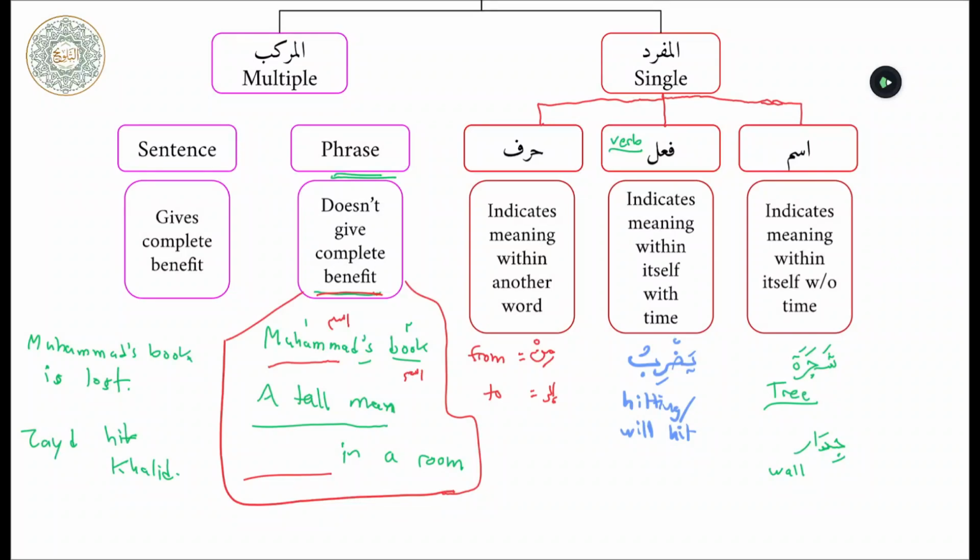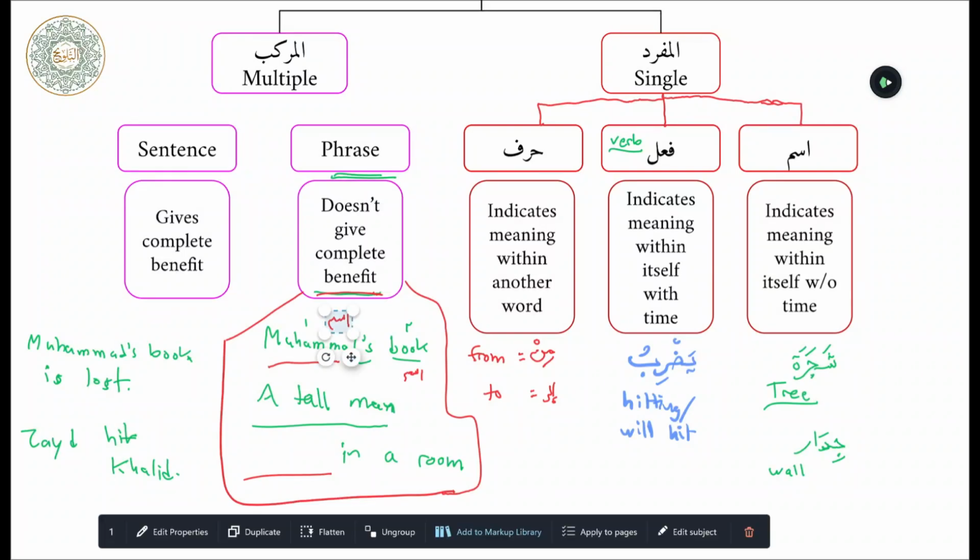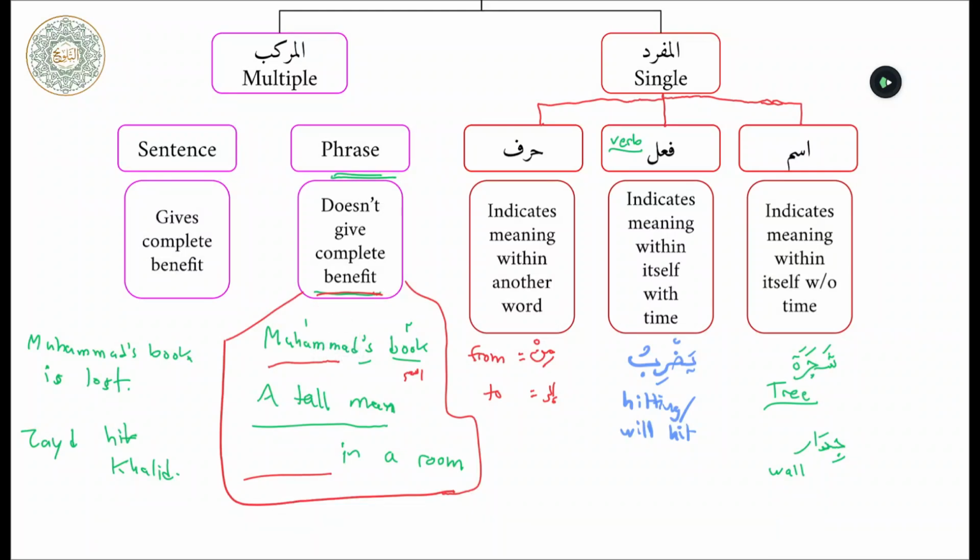Okay. Now let's look ahead at a tall man. In fact, we'll keep the color for ism in green so as to avoid any problems. Sorry, just 1 minute, please. All right. Muhammad's book. Muhammad is an ism, and book is also an ism. Okay. A tall man.